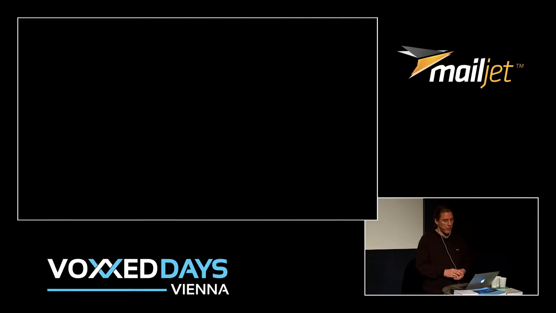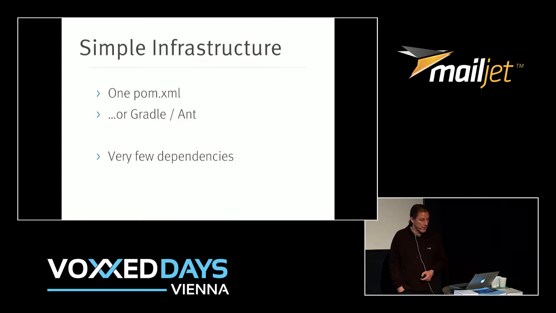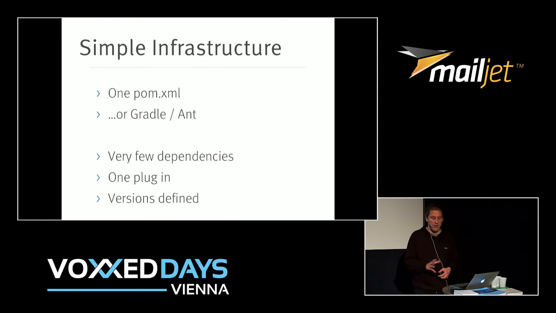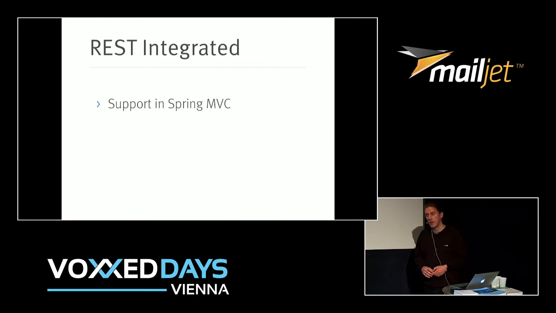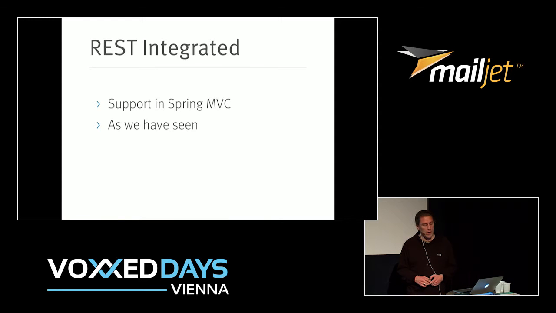Let's sum up what we've just seen. There is a POM XML. You could also use Gradle or Ant. There are very few dependencies. Actually, there is just one besides the tests. There is a plugin configured, and all the versions of all the dependent libraries are actually defined for me. And what we've also seen is that REST is integrated. There is support in Spring MVC, as we've seen with @RestController and @RequestMapping, all very sophisticated and quite handy if you really want to do REST.